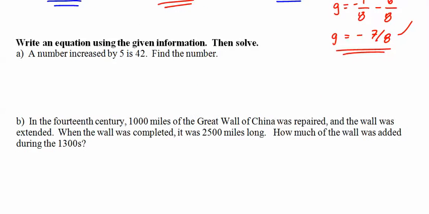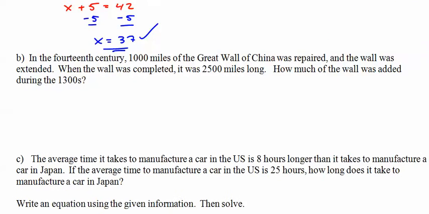Write an equation using the given information and solve. A number increased by 5, x plus 5 is 42. Now we go back to the technique we've just developed. Check it, it works.